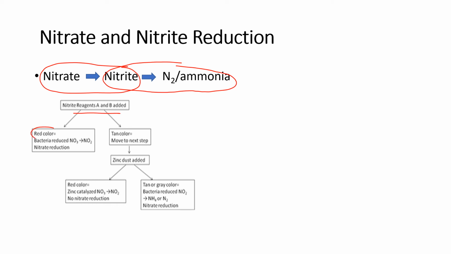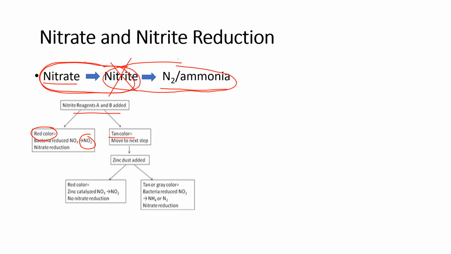If the media turns red, you're done. So if the media turns red, that means nitrite is present, and so that means only this first reaction occurred and nothing else because the nitrite is still present. If instead the media remains that tan color, then that means there is no nitrite present. So your options are that none of the reactions occurred, so the nitrate is still present in the media, or it means both reactions occurred and the nitrite was further reduced to nitrogen gas or ammonia.